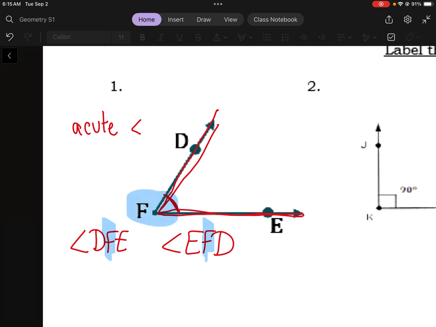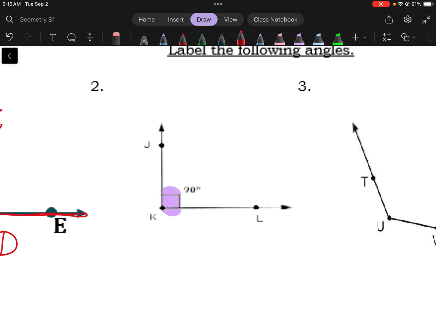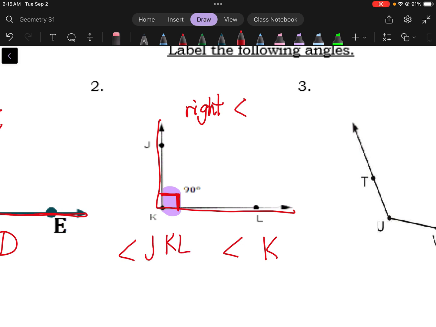Okay, next one. It has to give you some type of acknowledgement. This box means that it is a right angle. So it has to give you the box, it has to tell you that it's a right angle, or it has to give you that 90. So what are the 2 ways we can write it? Remember, K is the middle letter. So JKL or LKJ.